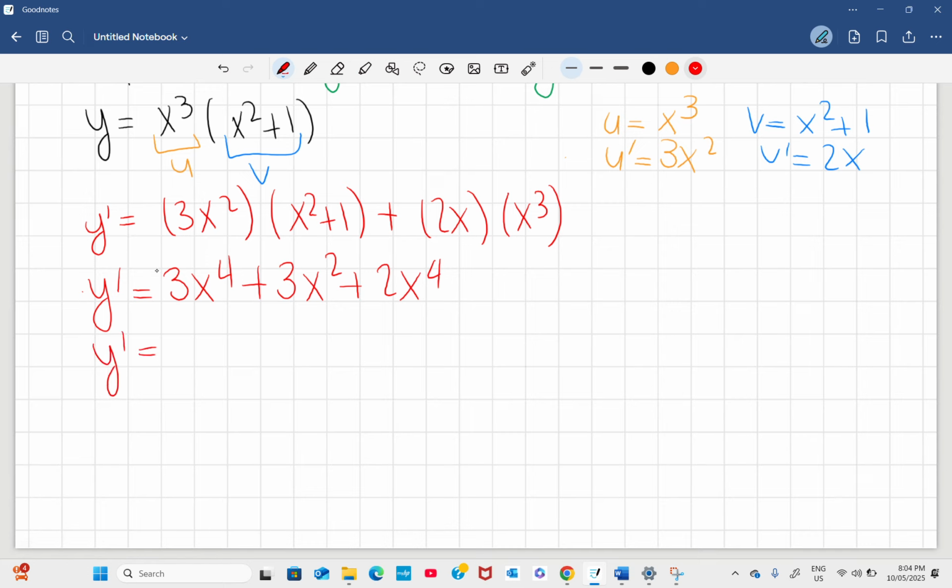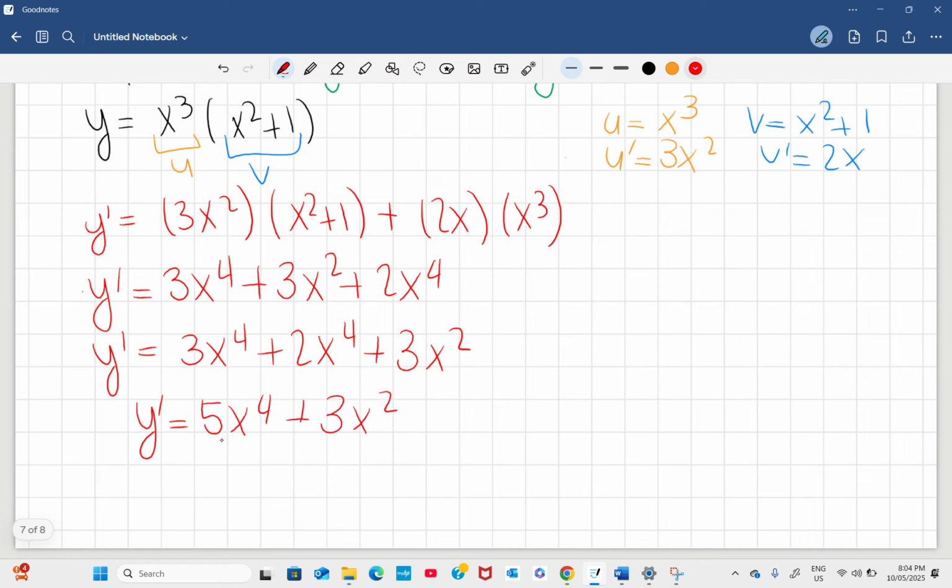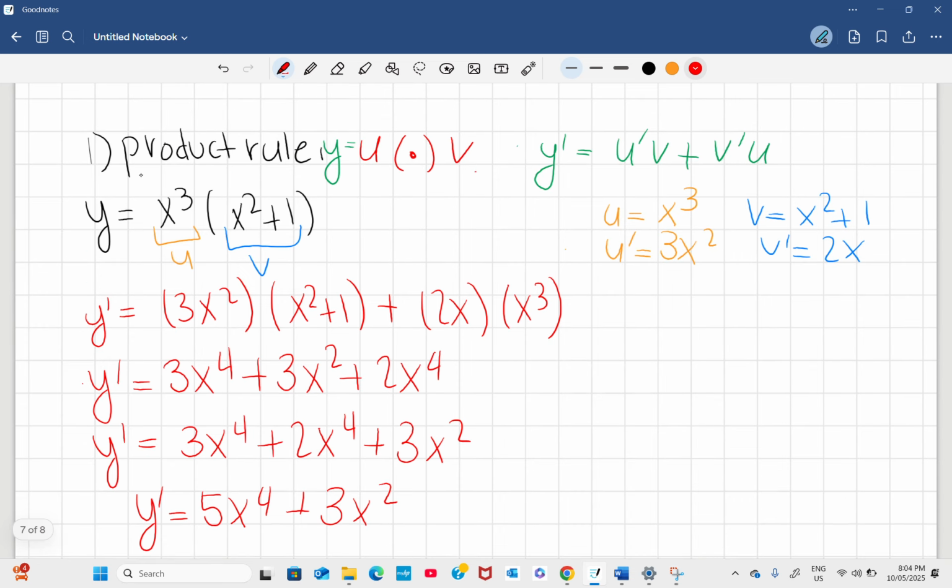Now let me continue and simplify further. Y prime equals, I'm gonna put like terms next to each other. We can do that or we can't, and for me, it works better this way. Plus 2x to the power of 4, plus 3x squared. So y prime, add like terms: 3 plus 2 is 5x to the power of 4 plus 3x squared. So this is my final answer. So the derivative of x to the power of 3 times x squared plus 1 is 5x to the power of 4 plus 3x squared. This is my derivative.